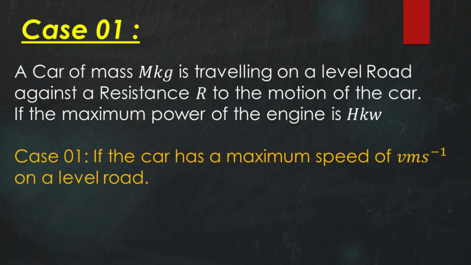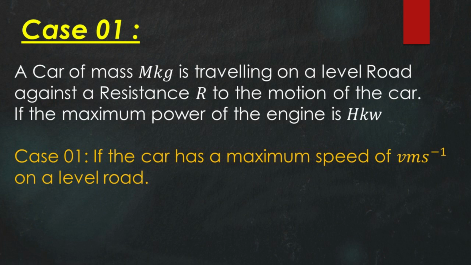Okay, children, apart from the theory, I'm going to divide my whole lesson into a few parts. First of all, I'm introducing the question. This is not actually a question, this is an introductory description. A car of mass M is traveling on a level road against a resistance R to the motion, which is constant at all speeds. The maximum power of the engine is H kilowatts. Case number 1: the car has a maximum speed of v on a level road.